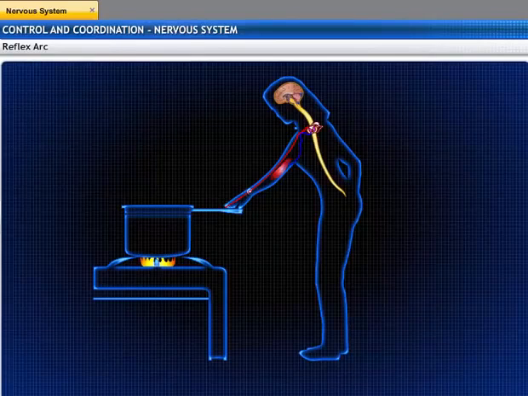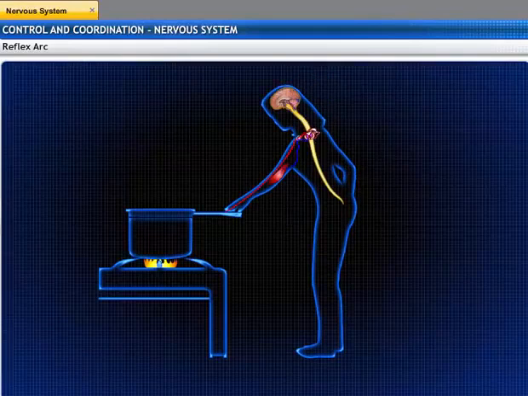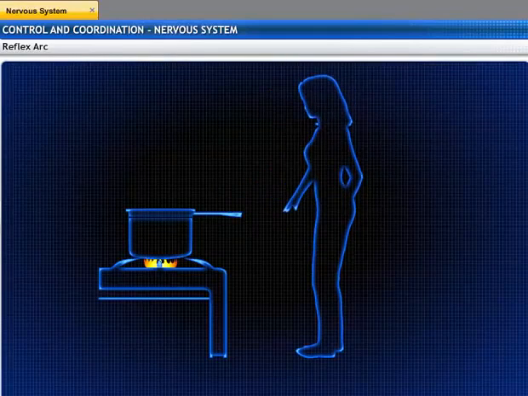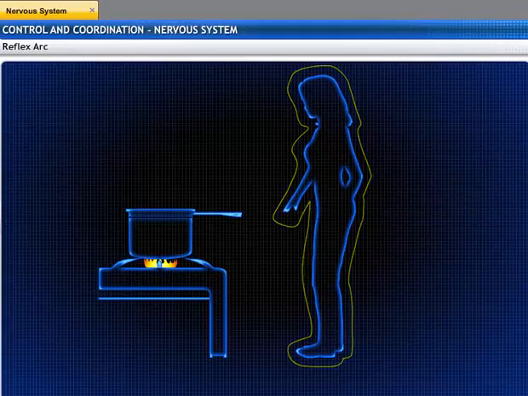To overcome this problem, the nerves that detect heat are connected to the nerves that move muscles. Now the process of detecting the heat signal is complete. This pathway is called a reflex arc. So, where is the best place for reflex arc connections to be made?